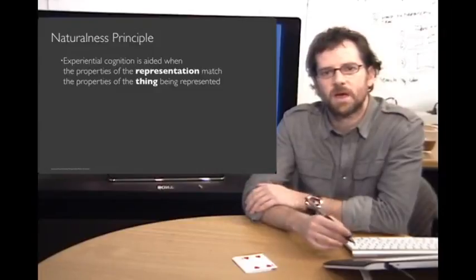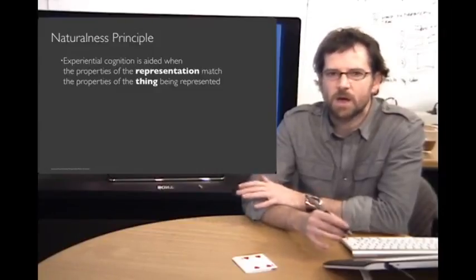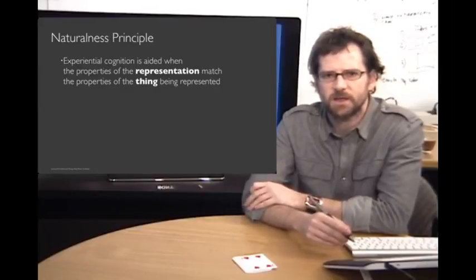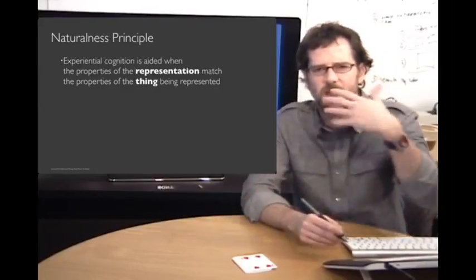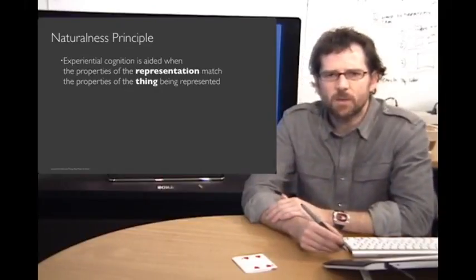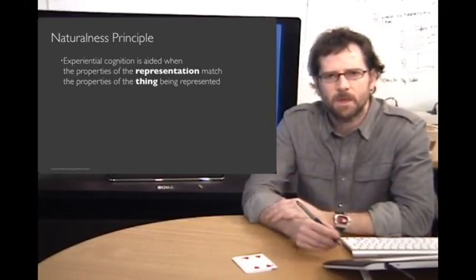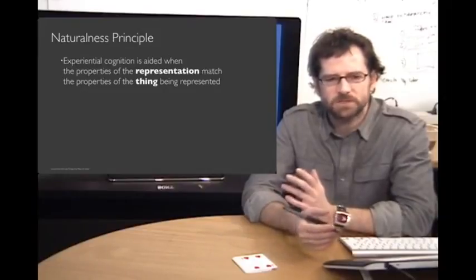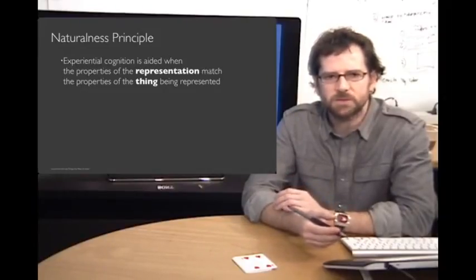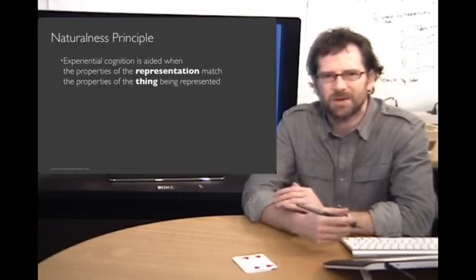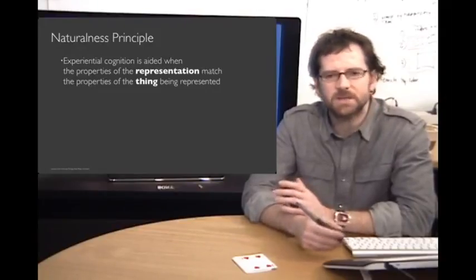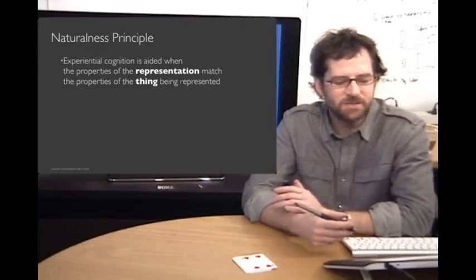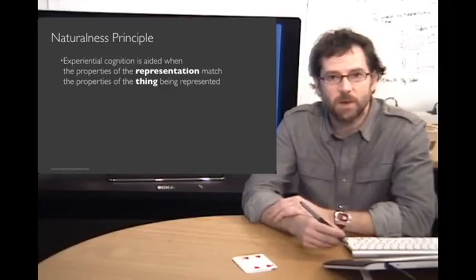One of the words that people toss around all the time in terms of effective user interfaces is that this user interface is natural. And when we say that, we mean a couple of different things. But one of the things that we mean, we can see in our example of the oranges and the bagels: the bagels task is more natural because the properties of the representation, bagels can stack, match the properties of the thing that's being represented.